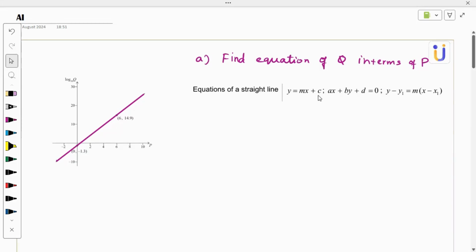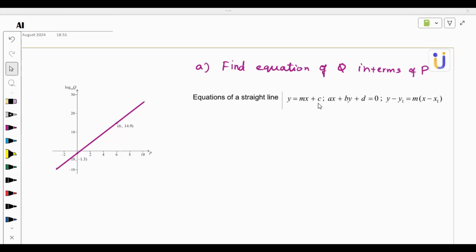The purple line, right? And the line passes through the point 0, minus 1.3, and 6, 14.9. First question is, find the equation for Q in terms of P, right?